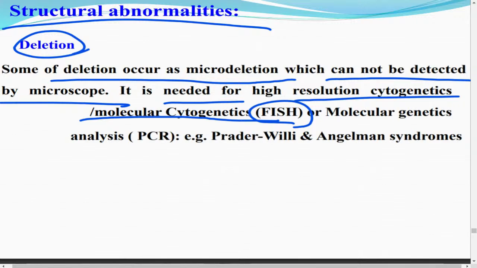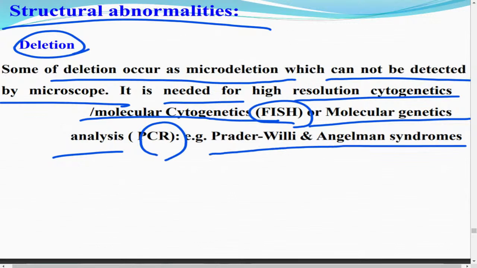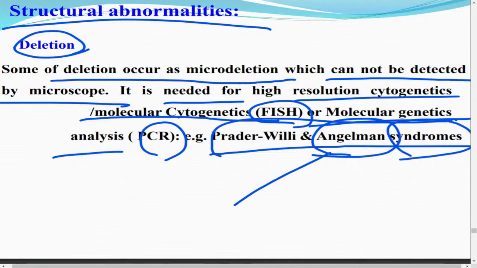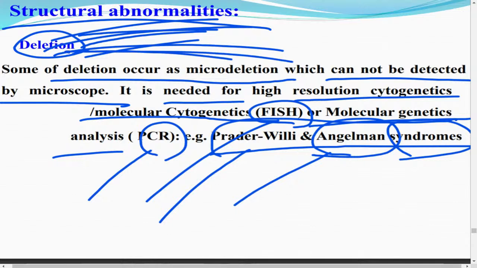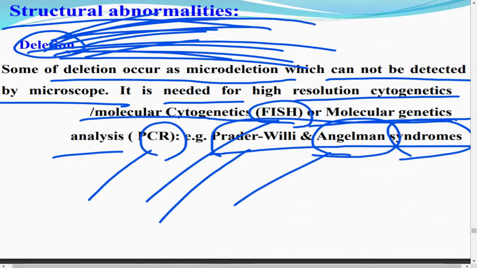Molecular cytogenetics, FISH or molecular genetic analysis by PCR. And we have Prader-Willi and Angelman syndrome. The Angelman syndrome, Prader-Willi, analysis by PCR, FISH, all part of the deletion structural abnormality.